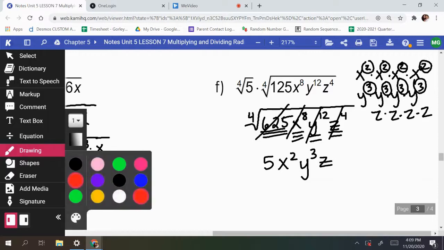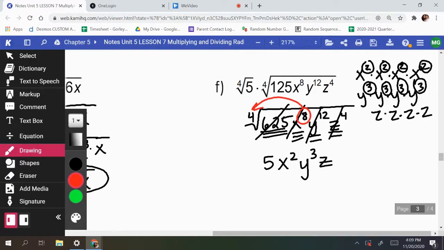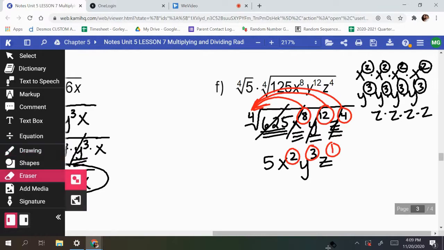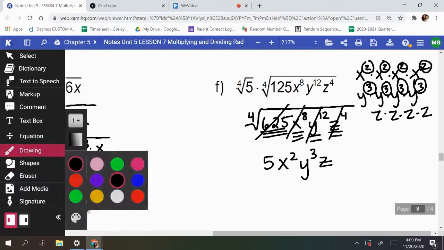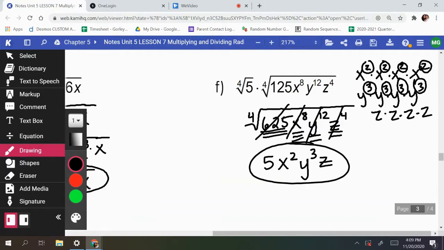Okay. An easy trick is you can do 8 divided by 4 and get 2. You can do 12 divided by 4 and get 3. You can do 4 divided by 4 and get 1. You see, that's a nice fast trick to simplify those perfect fourths for your variables. Okay, so there's that.